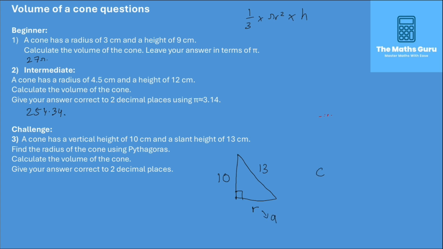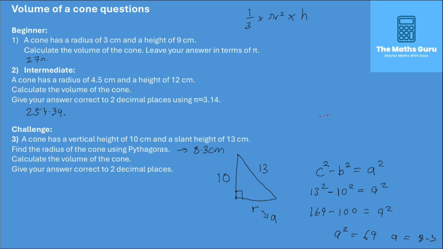So we can rearrange the Pythagoras theorem to get c squared minus b squared is equal to a squared. In this case, that's going to be 13 squared minus 10 squared is equal to a squared, which means 169 minus 100 is equal to a squared. So a squared is equal to 69, and a is equal to root 69, which is equal to 8.3. So the radius is equal to 8.3 centimeters.